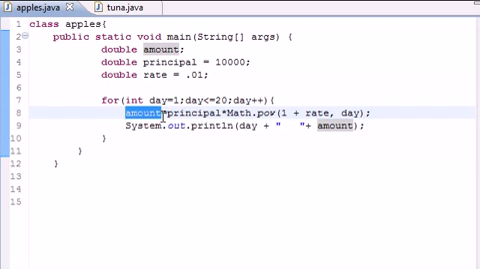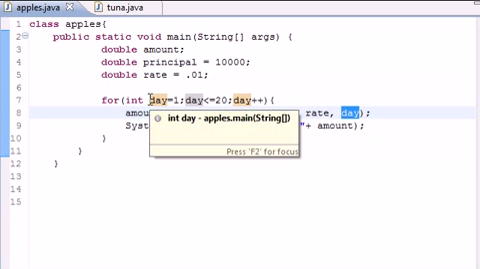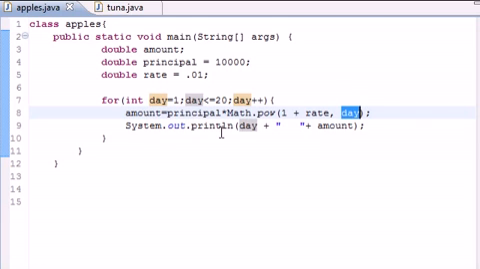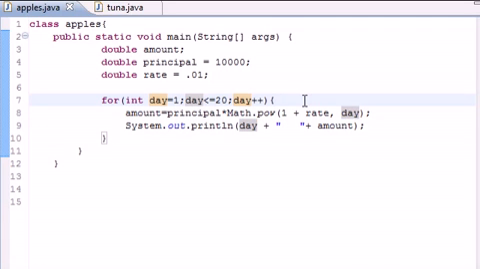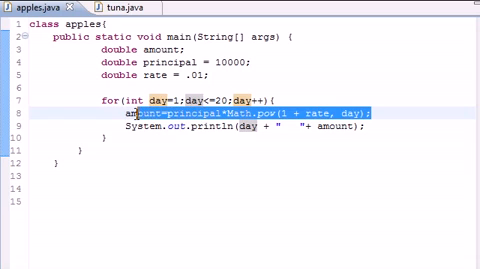We want to set the amount, which you don't know yet. It equals the principal times 1 plus the rate, which is 0.01, to the power of the day. And this is where the for loop comes in handy, because this goes 1, 2, 3, 4 all the way to 20. And next, we just outputted it on the screen. So again, if you're watching this tutorial, then Google what the formula for compound interest is, and you'll be able to follow along easier. It's kind of hard seeing this unless you're looking at the formula. But that's pretty much how you calculate compound interest.